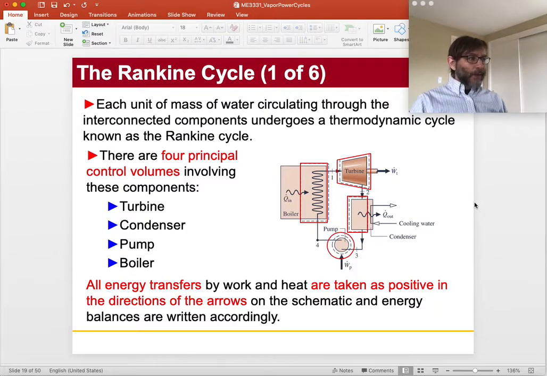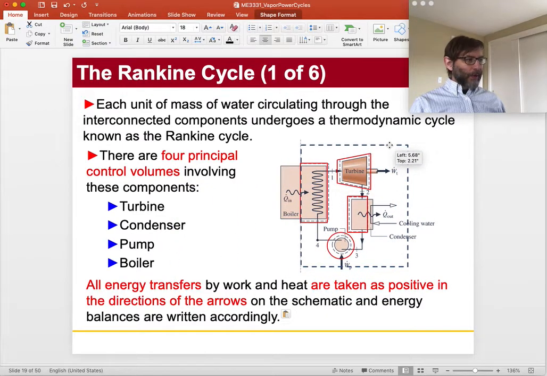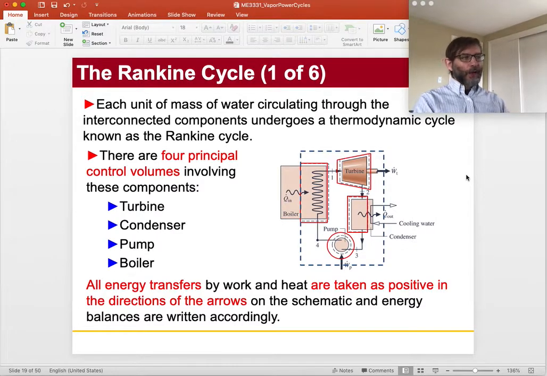Okay, Rankine cycle. So here it is. Here are the 4 components that we just talked about. There are 4 principal control volumes, including these components. So we could put my dotted line back out here, make my dotted line around everything, right? And so actually, the slide says there are 4 control volumes, but actually there's 5. You can make the overall system a control volume as well.